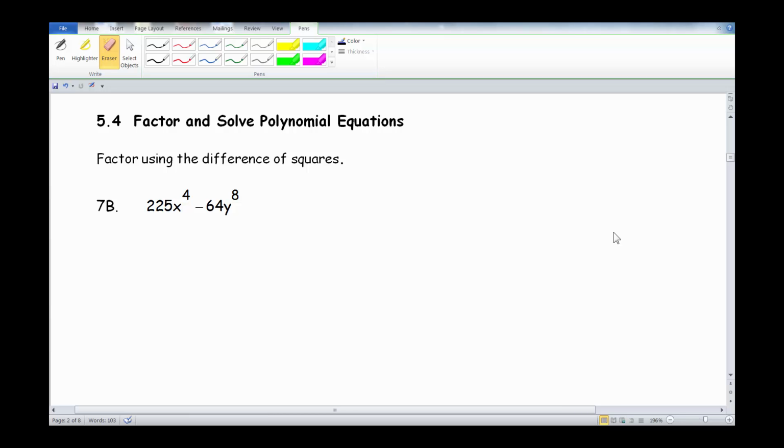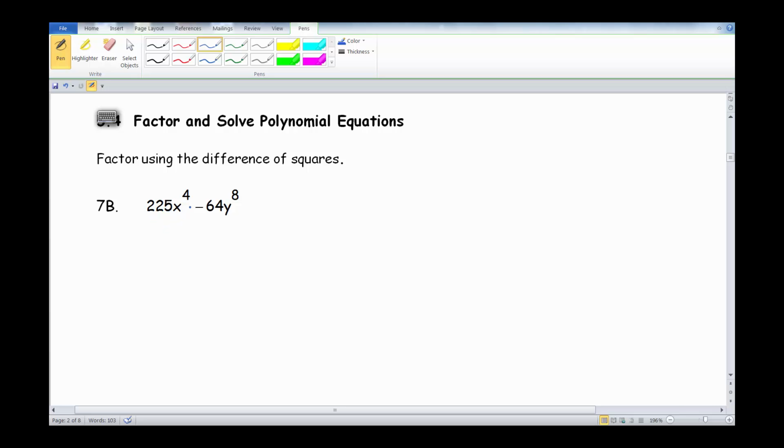Here we are at our Chapter 5, Target 4, Problem 7b. We're asked to factor using the difference of two perfect squares. And just looking at our problem, we notice that we have this number 225x to the fourth. Believe it or not, this entire first piece is a perfect square.